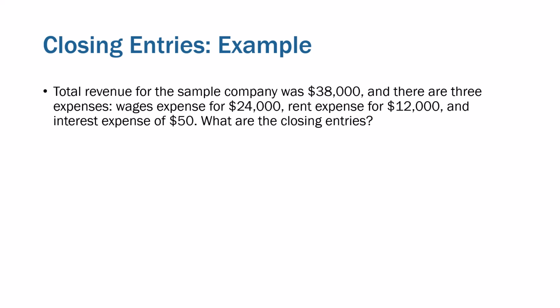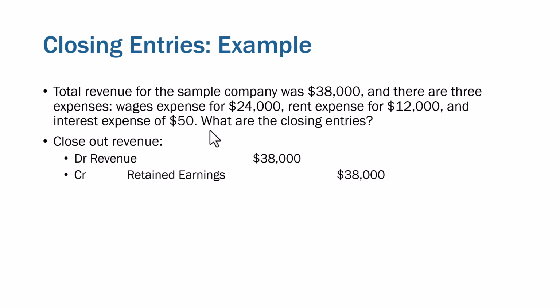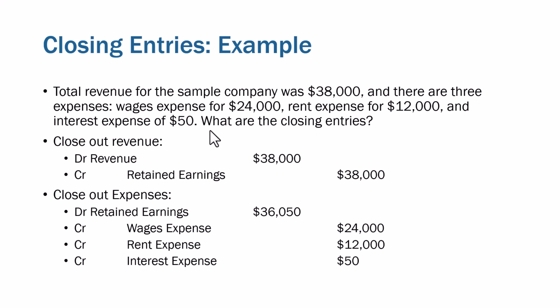So the example for our sample company, we had 38,000 of revenues, and then there were three expenses: wages of 24,000, rent of 12,000, and interest expense of 50. What are the closing entries? Well, we usually look at them separately. So we're going to debit revenue to get rid of it, and then credit retained earnings. And then for the expenses, we are going to credit them to get rid of them, each of them individually, and then debit retained earnings for that sum amount.